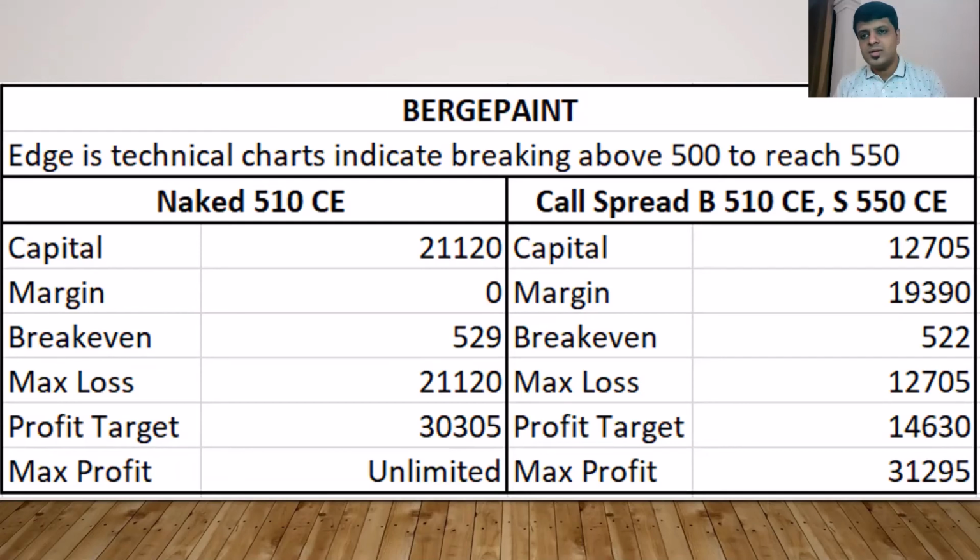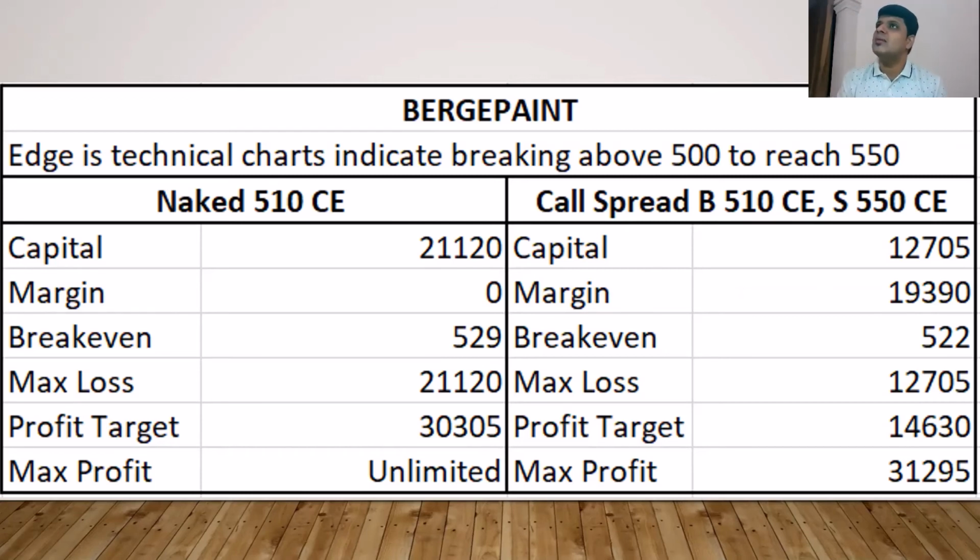But look at the break even. It's at 522. Once it crosses 522, I'm in the profit. I don't have to wait for 529. The maximum loss I can have is only 12,705, not 21,000. But based on my calculation, if I reach 550 on Friday, I would probably gain 15,000 rupees. The maximum profit I can get is only 31,000.